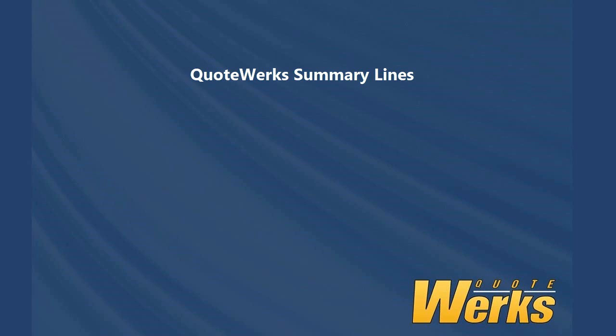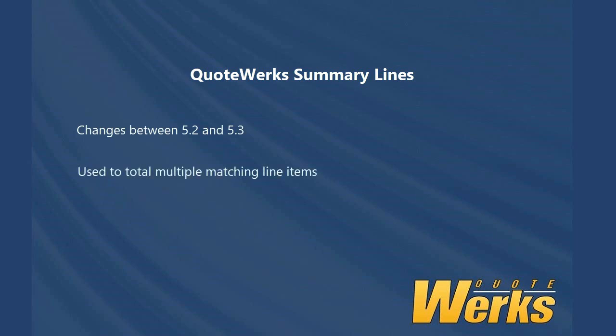In this video, we'll be having a look at summary lines, both what we can do with summary lines today and what we can do in the new 5.3 version. Simply, summary lines are used to total up multiple matching line items in a document. For example, you might have a few different items with the item type of product. You can then create a summary line item that would total up the product pricing for the entire document. Summary lines are not included in the quote total.